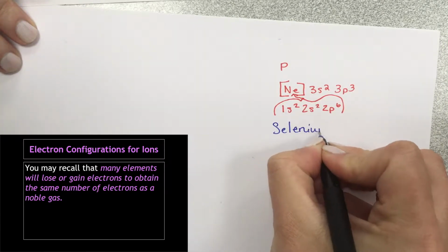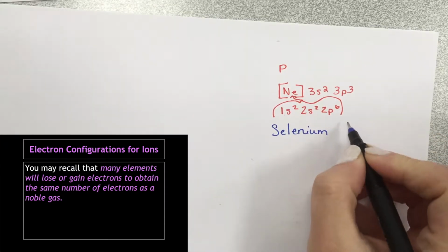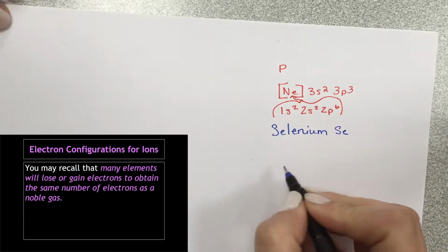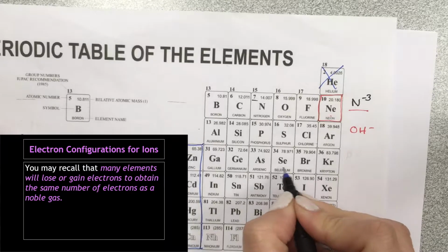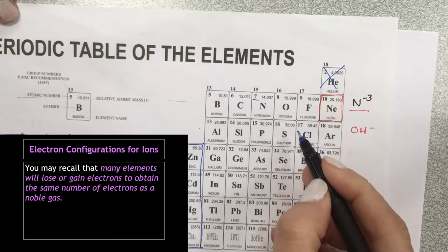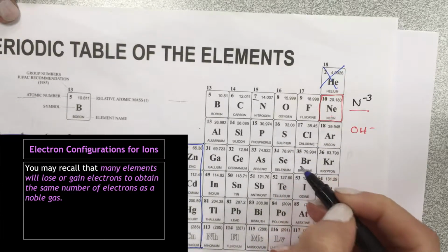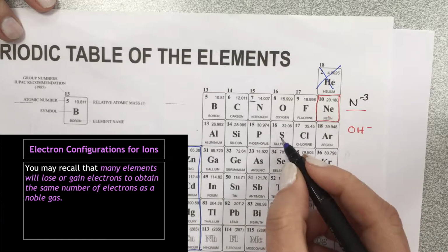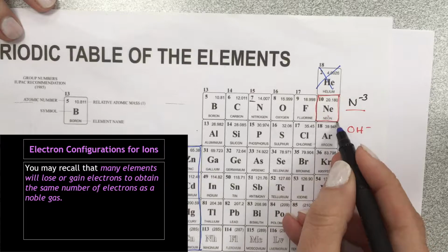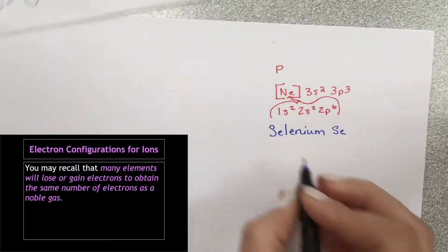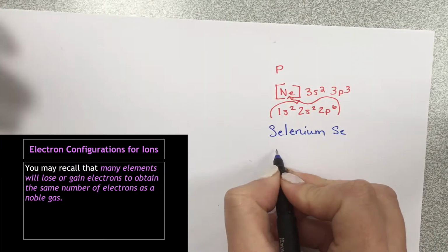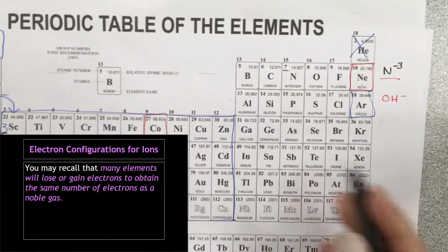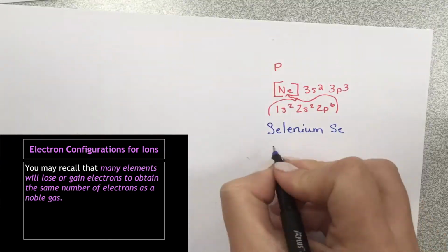Okay, so selenium, which is Se, is right here in the P block, in the 2, 3, 4, selenium P block 4. You go up to the most previous noble gas, which is argon for selenium. Okay, so I'm going to go ahead and write the long form electron configuration really quickly.